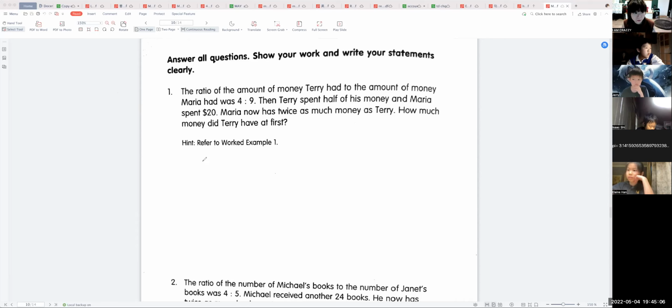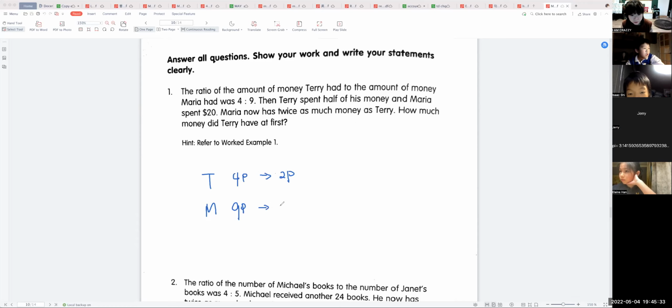Okay, so let's take a look at this one. The ratio of the amount of money Terry had to the amount of money Maria had was 4 to 9. Okay, so we know this is Terry, this is Maria, so 4 to 9. Then Terry spent half of his money and Maria spent 20. So 4p and 9p, right? So half will be 2p.